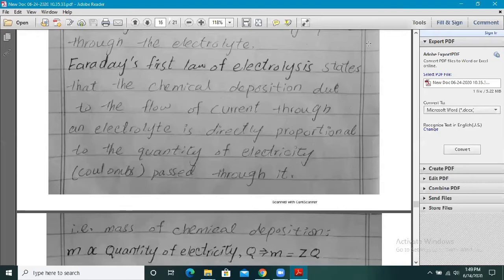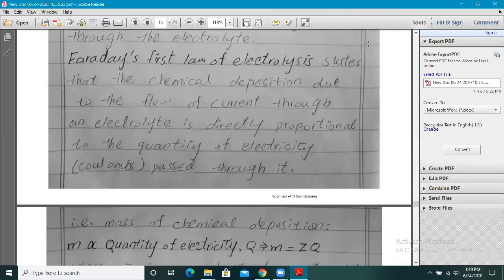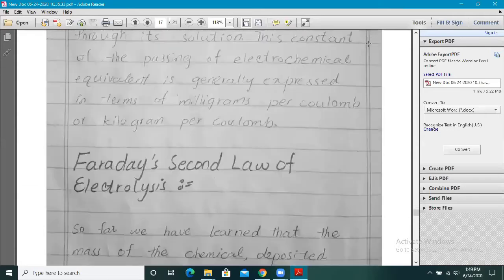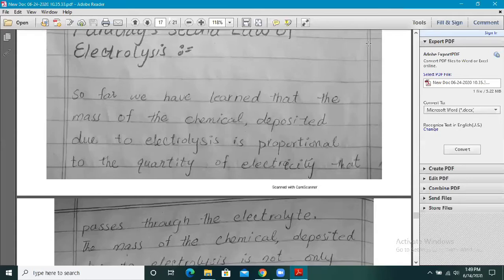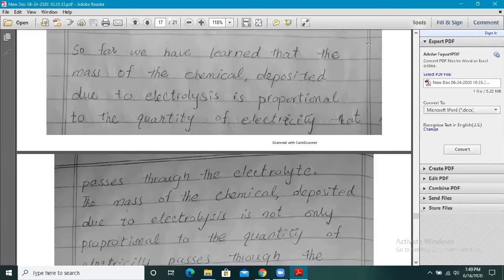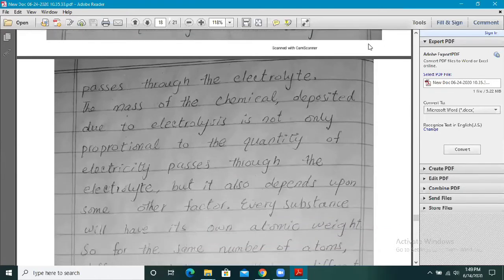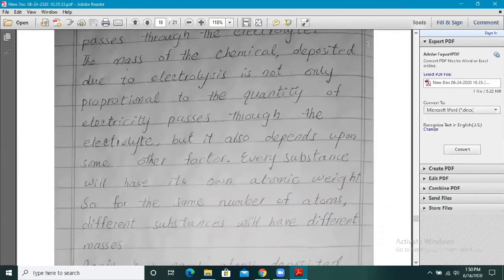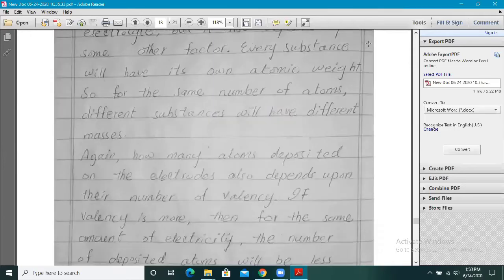Next, Faraday's first law of electrolysis states that the chemical deposition due to the flow of current through an electrolyte is directly proportional to the quantity of electricity. Next, Faraday's second law of electrolysis also states that the chemical deposition due to electrolysis is proportional to the quantity of electricity that passes through the electrolyte. The mass of the chemical deposition due to electrolysis is not only proportional to the quantity of electricity passed through it.